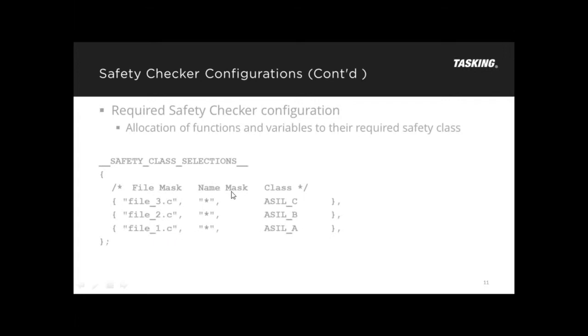And inside this name mask, basically, you could define asterisk. Asterisk means everything inside this file, or you could define, for example, a structure, or you could define a function. So you could define basically whatever you want according to the name mask that you give inside this class. So basically, you could assign inside file3.c, for example, a structure that's ASIL C and a function that's ASIL B. So this is basically doable with these configurations.